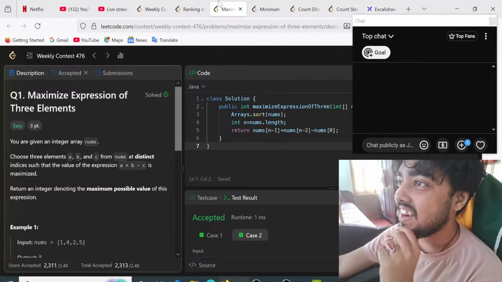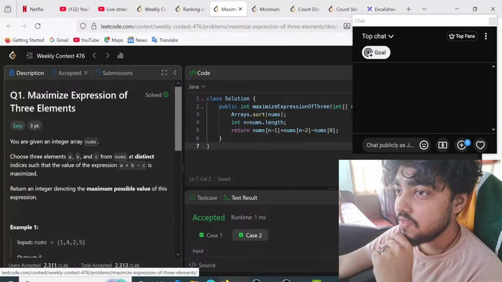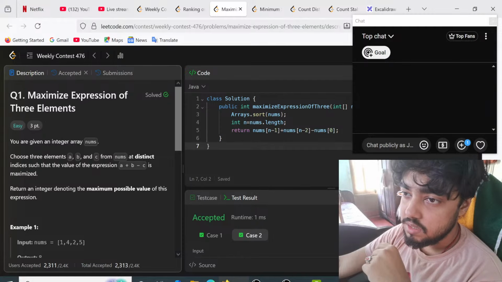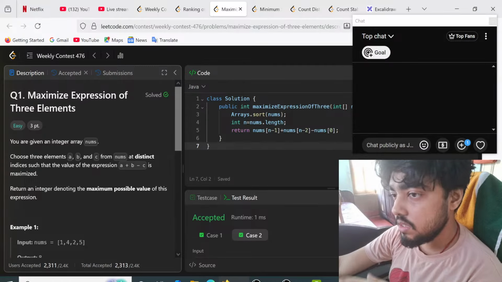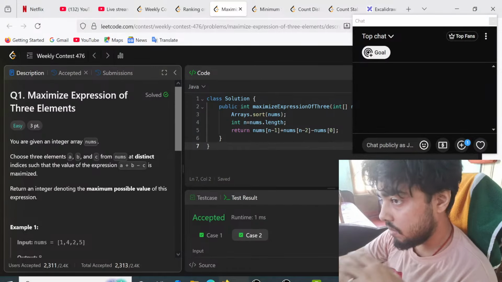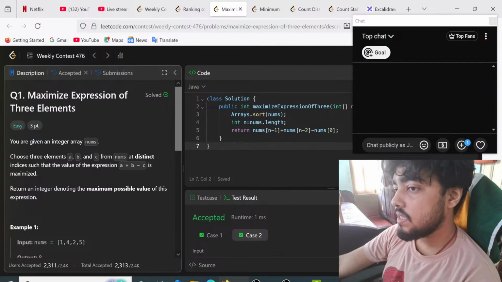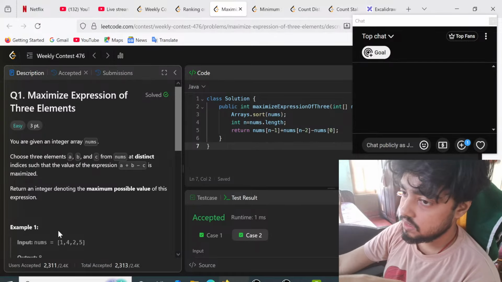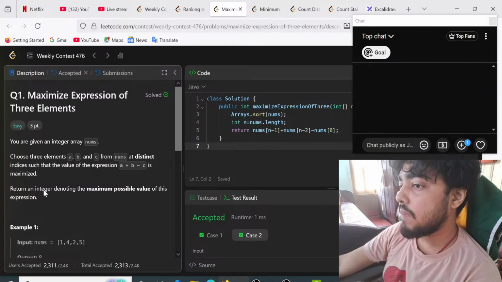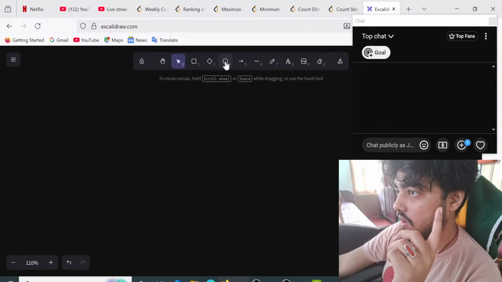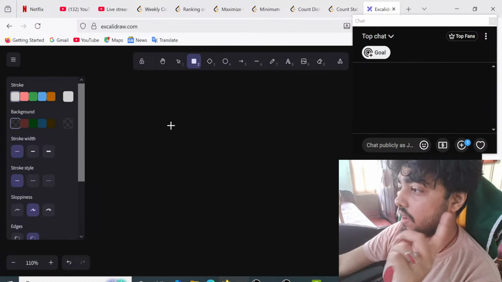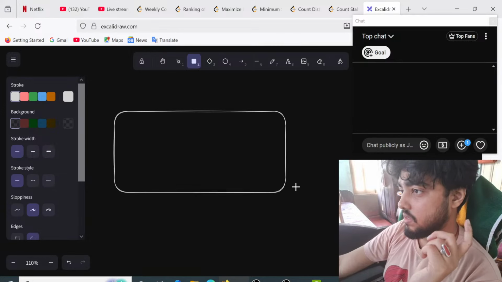Okay, so let's start with the first question. The first question is maximize expression of three elements. You're given an integer array nums. You have to choose any three elements from the nums at distinct indices such that the value of the expression a plus b minus c is maximized. You have to return an integer denoting the maximum possible value of this expression. This is a very simple question.